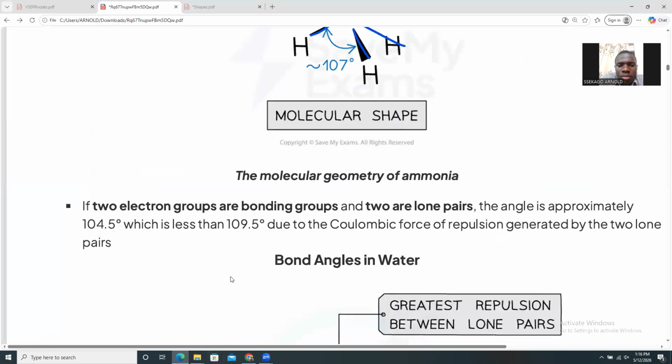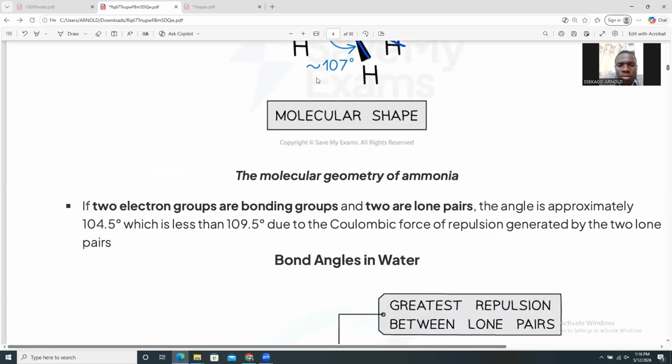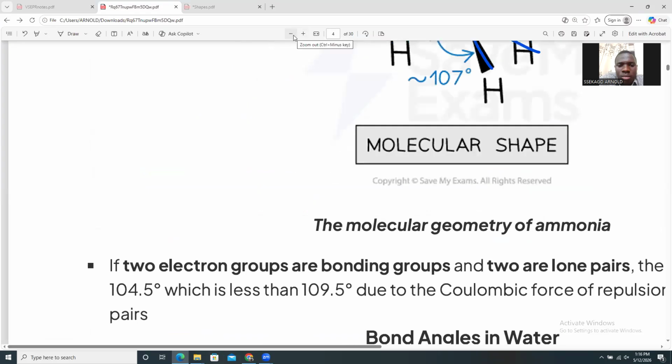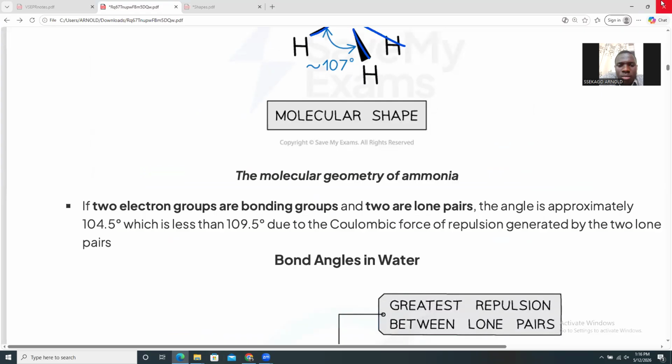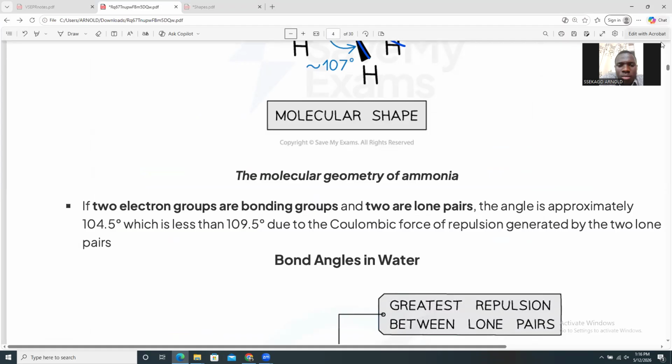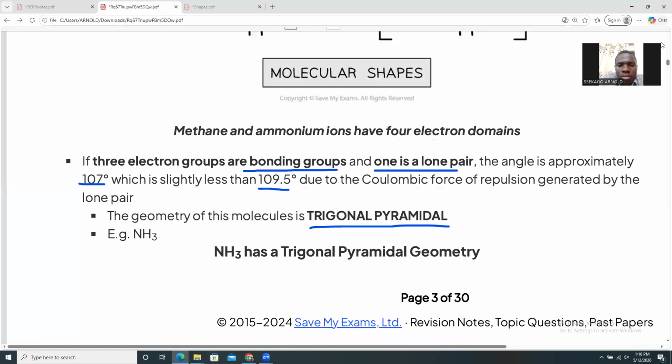We are exploring bonding. Now there is a question which I was asked by one of you. The question was on geometry, for four electronic groups.